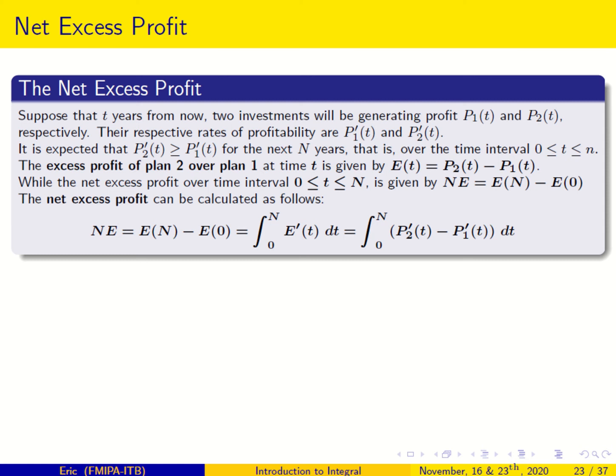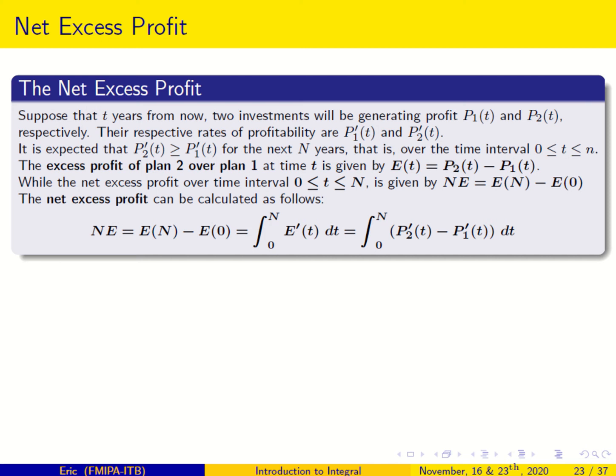The excess profit of plan 2 over plan 1 at time t, for t from 0 to capital N, is given by E(t), that is P2(t) minus P1(t). But the net excess profit on time interval 0 to n is given by E(n) minus E(0). We can use the first fundamental theorem of calculus: the integral of E prime t dt from 0 to n is just E(n) minus E(0), isn't it?